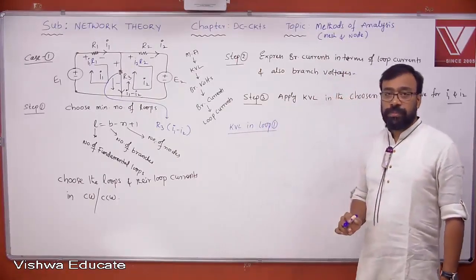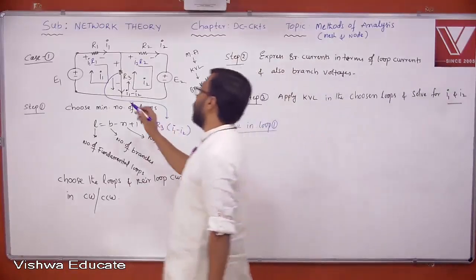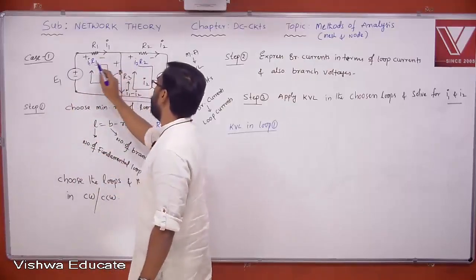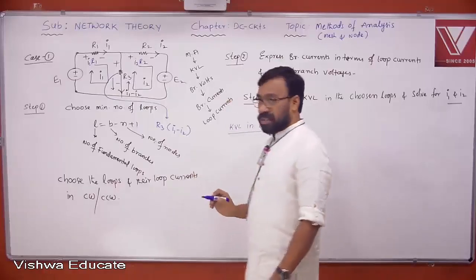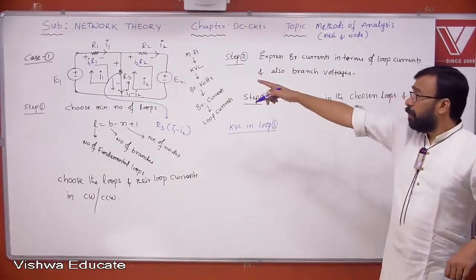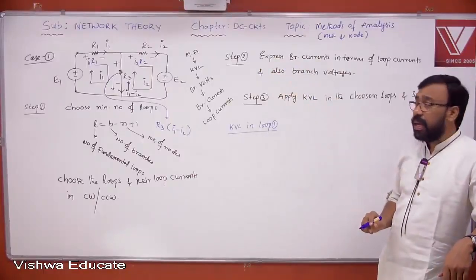KVL in the first loop. Okay. Let us apply Kirchhoff's voltage law in this particular loop. These are the branch voltages we got: I1 R1, I2 R2, and R3 into I1 minus I2. Once you know branch currents, you can find the branch voltage. Yes or no, all of you? The polarity is based on the direction of current through it. Understand, all of you? Okay.